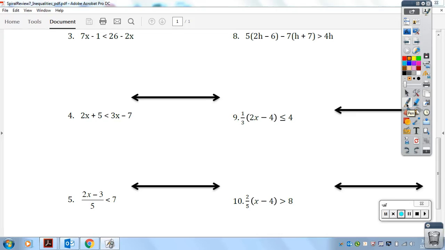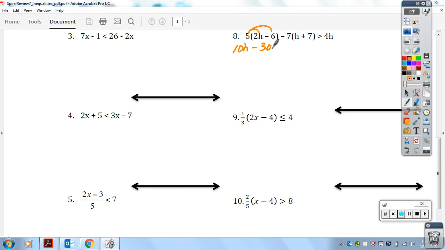Number 8, plenty of cleaning up to do on the left. The good news is the right side is all done. It's just 4h. Well, let's do some cleaning up. Let's distribute. 5 times 2h is 10h. 5 times negative 6 is a negative 30.